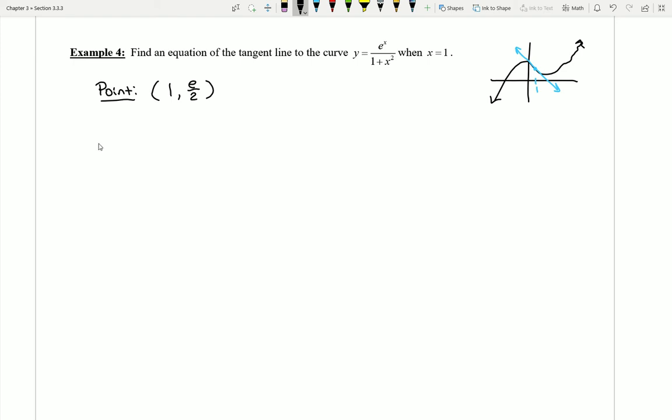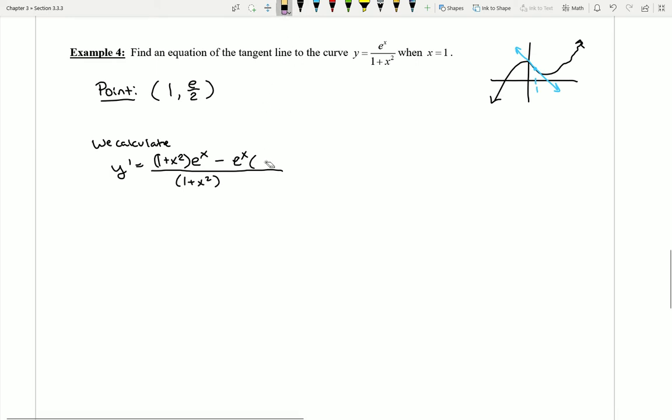I know that I'm going to need to calculate my derivative here. So I can say that we calculate y prime, and I'm going to have to use my quotient rule here. So let's see. 1 plus x squared is going to start on the top. It's also going to start on the bottom, and I'm going to use the rest of the top as like a product rule. So I'll start by taking the derivative of e to the x, then I just have to do a subtraction, leave e to the x alone, and take the derivative of 1 plus x squared, which is just going to be, oops, not x squared, 2x.